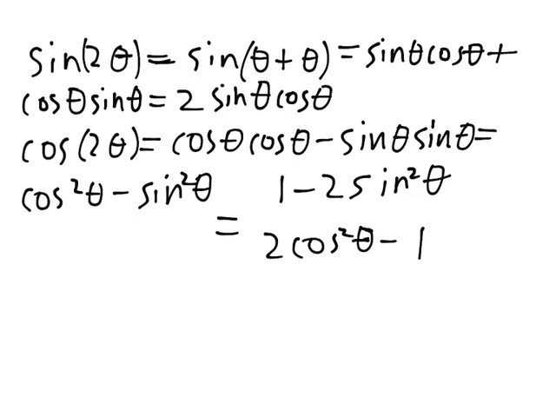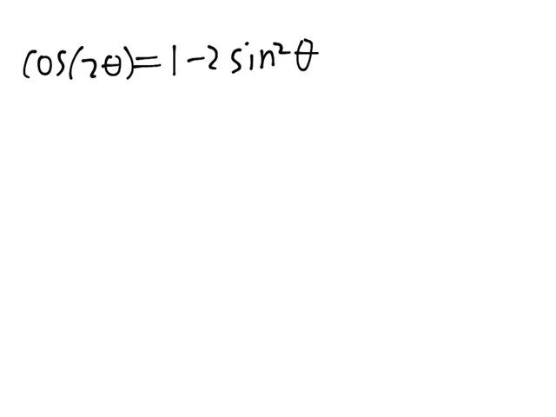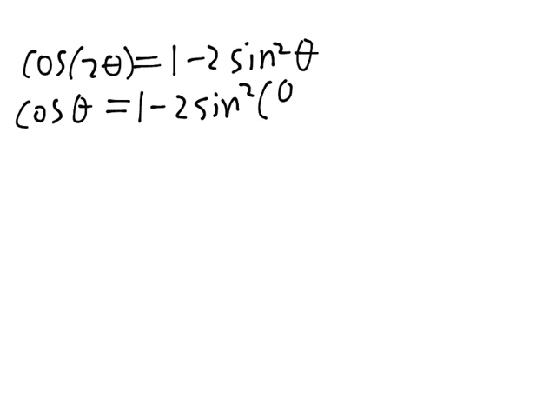Now what would happen if we took one of these formulas and replaced theta by theta over 2? Starting from cosine of 2 theta is equal to 1 minus 2 sine squared of theta, we can get cosine of theta is equal to 1 minus 2 sine squared of theta over 2. Now if we solve this equation for sine of theta over 2, we can find an expression that gives us what sine of theta over 2 is in terms of cosine of theta.